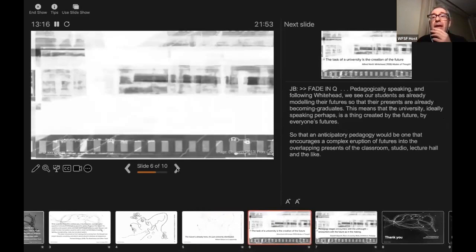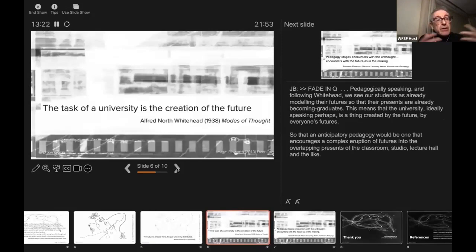And so one of our concerns, and my concerns thinking about pedagogy, is, what is the task of the future of the university in 2023, given the state of our planet, the state of our world? Well, this is written in 1938 by philosopher Alfred North Whitehead: the task of a university is the creation of a future. And pedagogically speaking, following Whitehead, we see our students as already modeling their futures, so their presence are already becoming graduates. And this means that the university, ideally speaking, is a thing created by the future, by everyone's futures, by the futures that are being created and imagined.